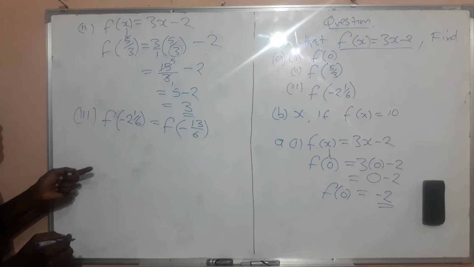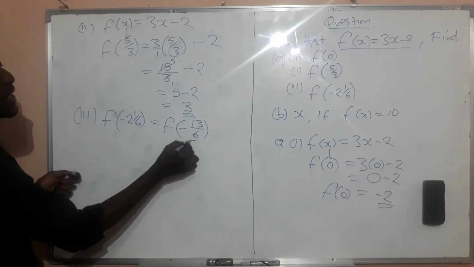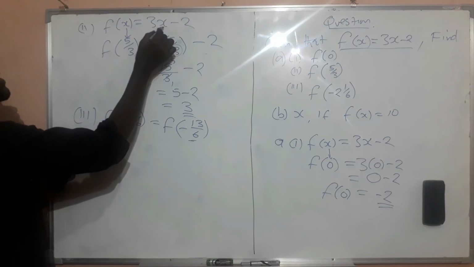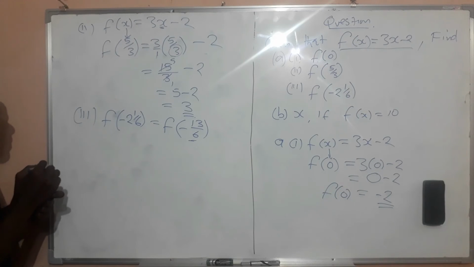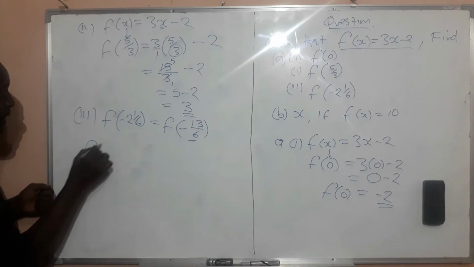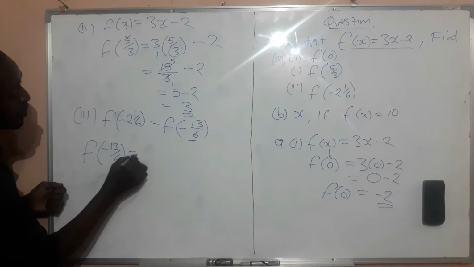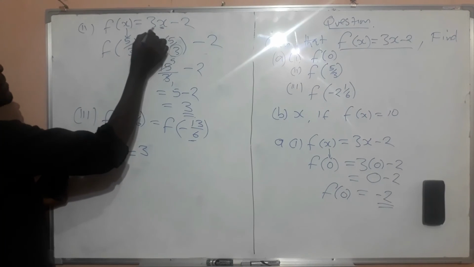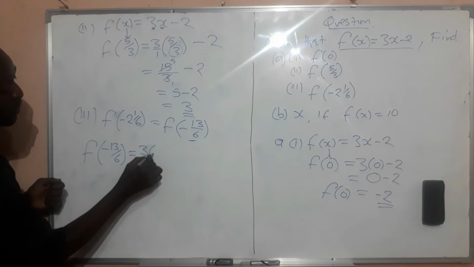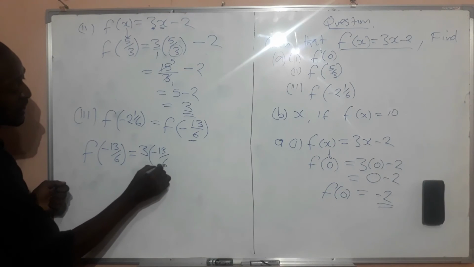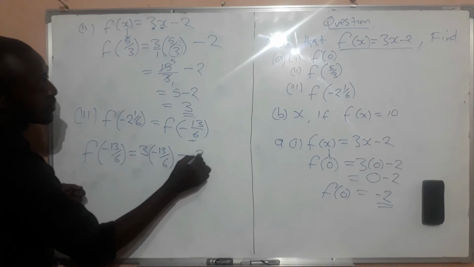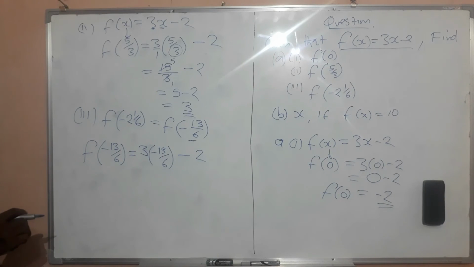And then now, this one here, 13 over 6, we are going to replace it here where there is x. So we are going to have f of negative 13 over 6 is equal to 3, this 3 here, where there's x, we do this, negative 13 over 6 minus 2. Okay, here's what we have.